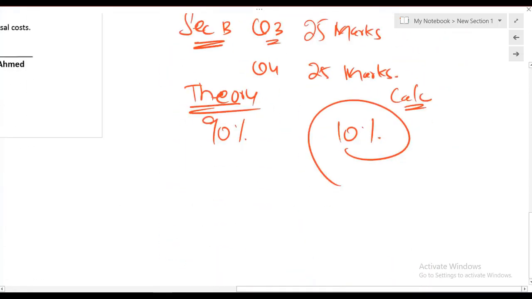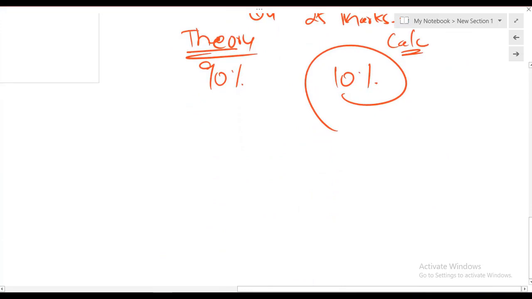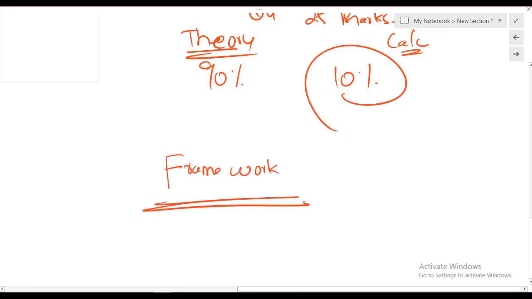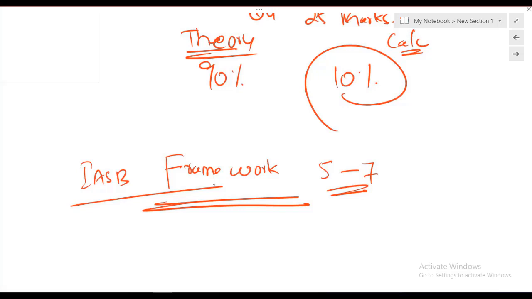And number two, in every attempt of SBR, you will see a question on the IASB framework. In every attempt. It means that you should be expecting around 5 to maybe 7 marks on the IASB framework. Which means that if, dear students, you are really good in explaining the IASB framework, then obviously these 5 to 6 marks you will be able to get.